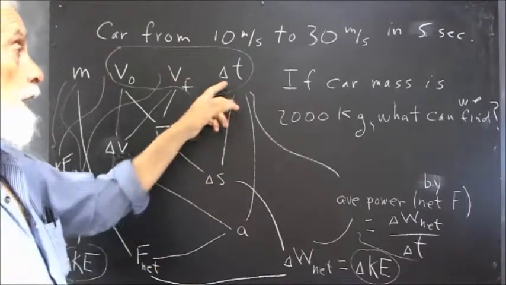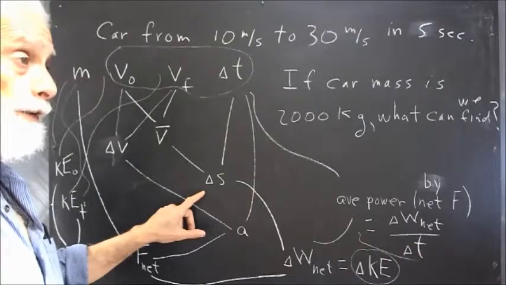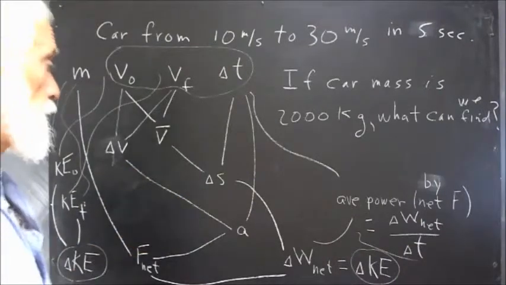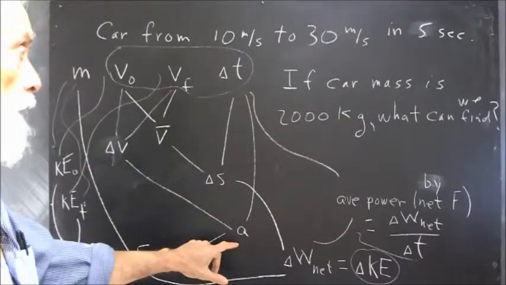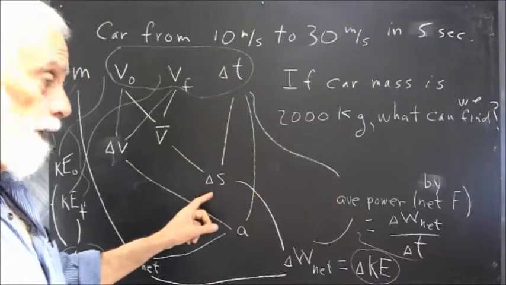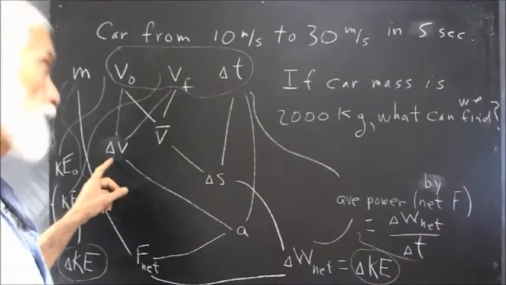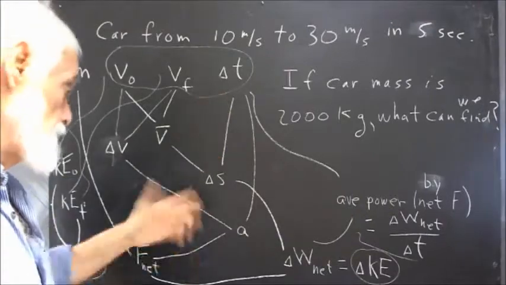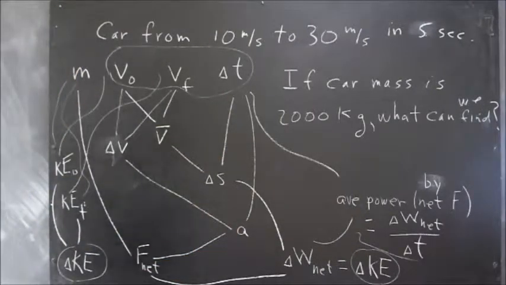Well, we've got delta T sitting over here. We can pair that up with V bar and get delta S. Not only that, but we can pair delta T up with delta V and get the acceleration. If we multiply the average velocity by the time interval, we get the displacement. If we divide the change in velocity by the time interval, or change in clock time, we get the acceleration.